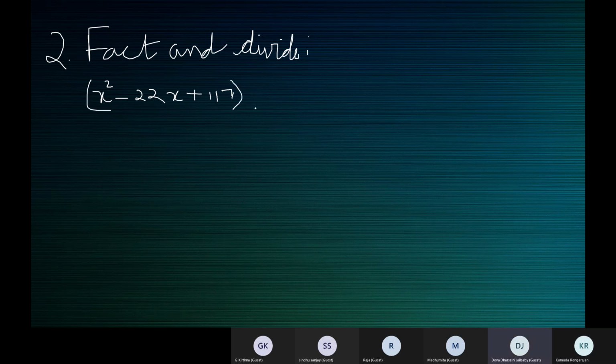Ma'am, what is after plus, ma'am? Ma'am, x square minus 22x plus after that, ma'am? 117. Okay. Factorize and divide. X square minus 22x plus 117 divided by x minus 13.